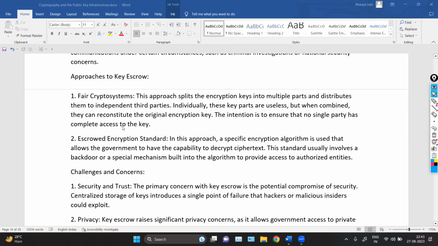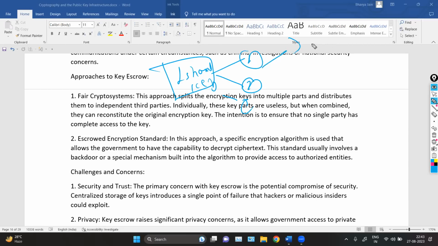So fair crypto systems. This approach splits the encryption keys into multiple parts and distributes them to independent third parties. Let's say we have one shared key. Now we are dividing the shared key into three parts: one part, second part, and third part. We are giving each part to a different organization, let's say company A, company B, and company C, so that no company can use the key individually.